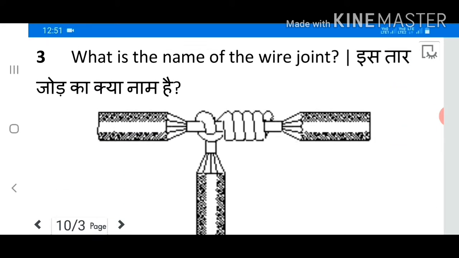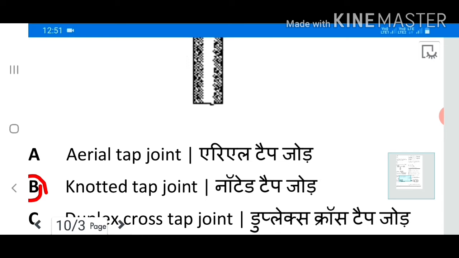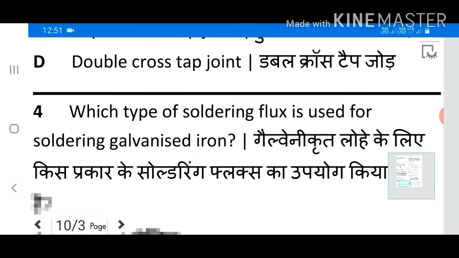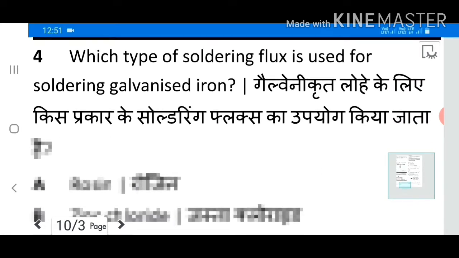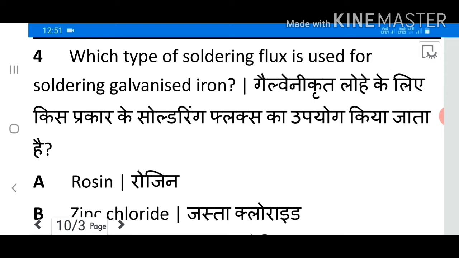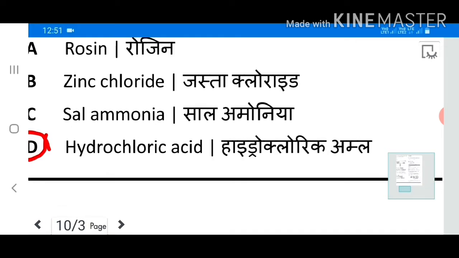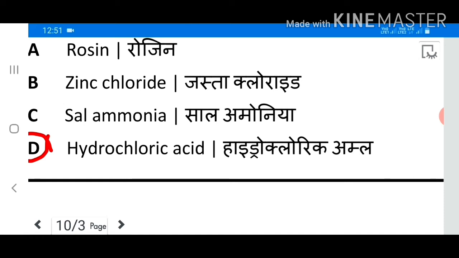Third, what is the name of the wire joint? Answer B. Knotted tap joint. 4. Which type of soldering flux is used for soldering galvanized iron? Answer D. Hydrochloric acid.